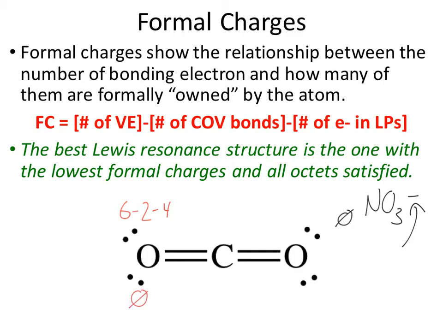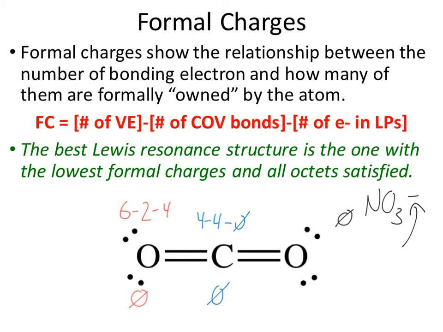So same thing for carbon. Carbon has 4 valence electrons. It's engaged in 1, 2, 3, 4 bonds. So minus 4. And right now in this arrangement, you actually don't see any lone pairs above or below. So it's going to be minus 0. So 4 minus 4 minus 0 will give me 0.